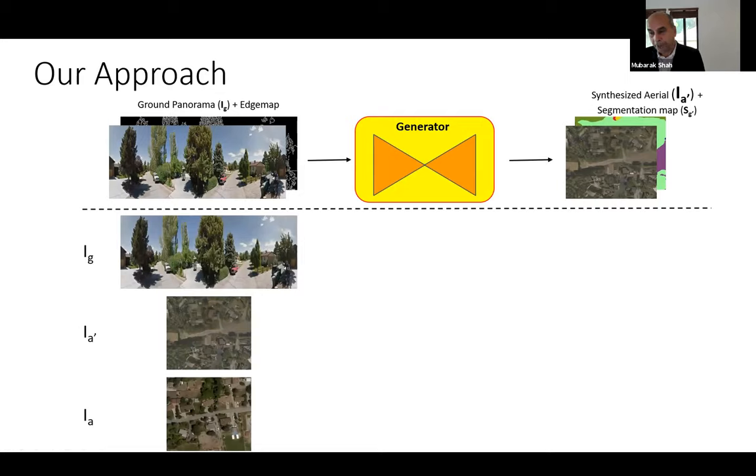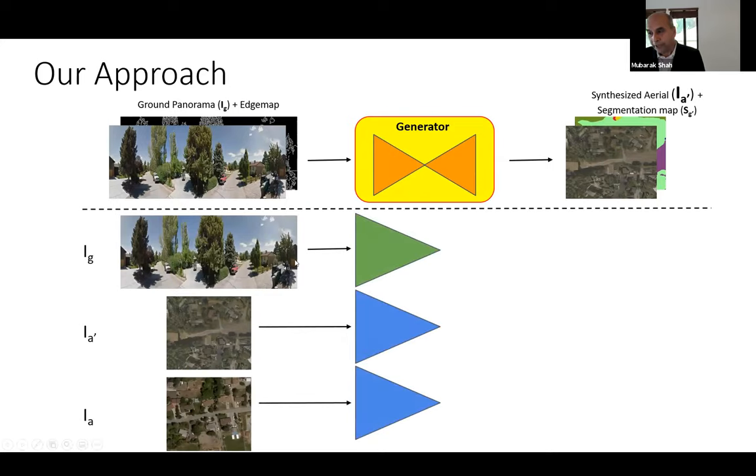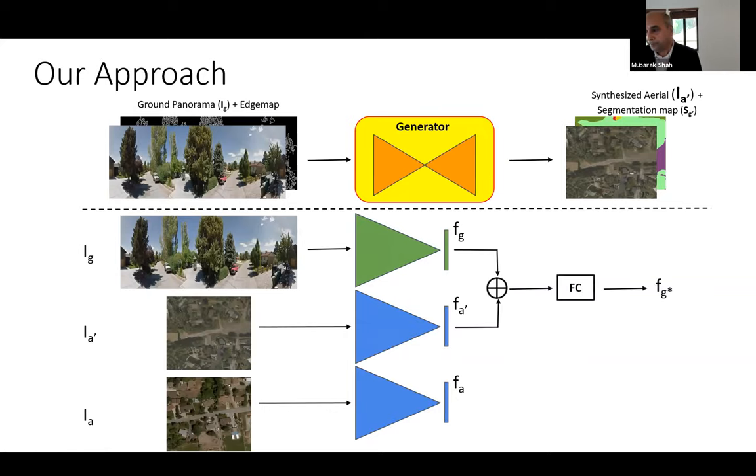This is for all training. So we do the encoding of all these three like this. And then we get these features: ground features, aerial features, and the synthesized aerial feature corresponding to the ground panorama. So then we concatenate these two features, do the fully connected, and we get FG star. And then we get another fully connected, we get FA star. And so we want to say these should match, because it's the same image, okay?